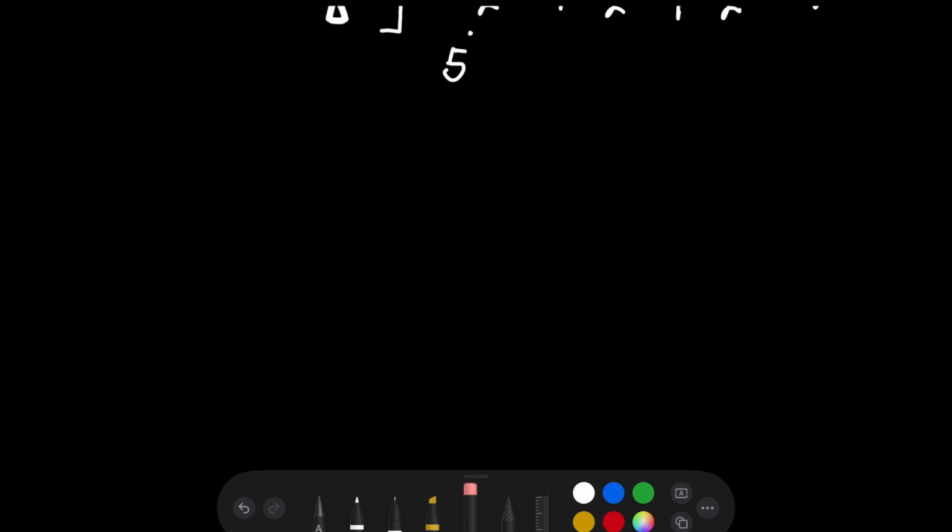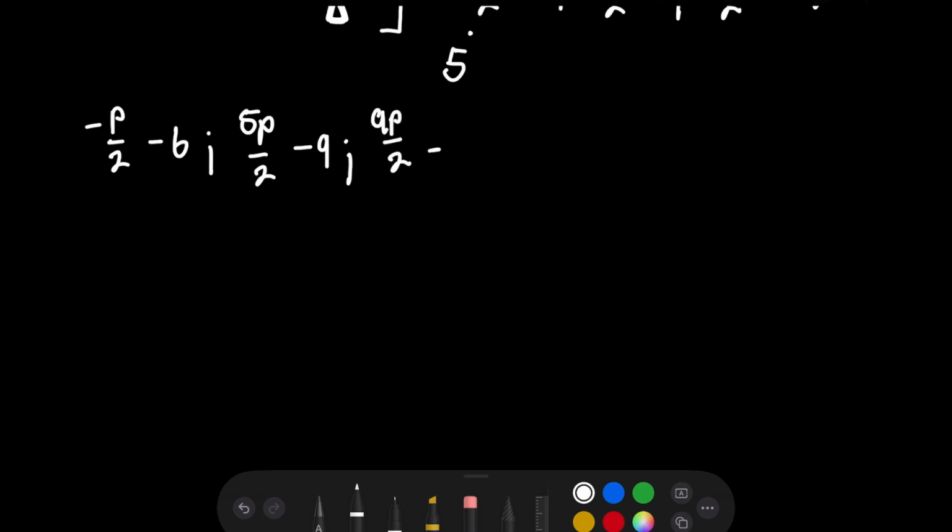Our following question is, let me just quickly write down these terms for you. We have p over 2 minus 6. And for our second term, we have 5p over 2 minus 9. And then we have 9p over 2 minus 9. And our first question is, determine p in this arithmetic sequence.